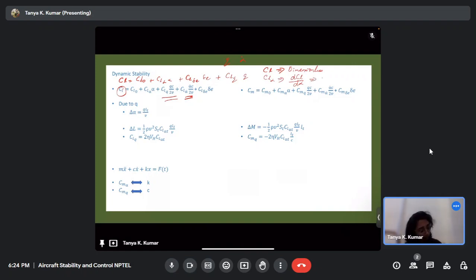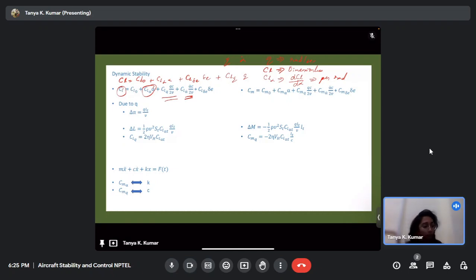So this would be per radian, correct? So now this entire term thus becomes dimensionless. In order to make the CLQ term also dimensionless, you take QC by 2V. What is the dimension of Q? Q, or alpha dot, is radian per second.